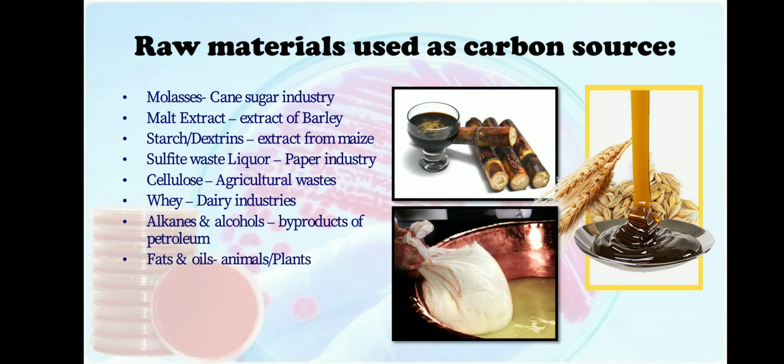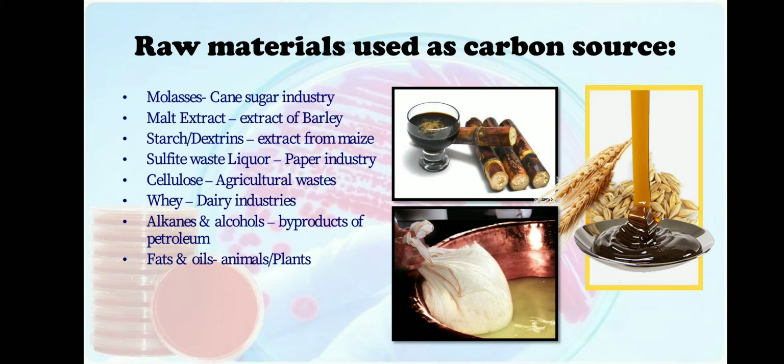Apart from this, we have starch and dextrins, which are extracts from the maize, which can be used as a carbon source. And there is something called a sulfite waste liquor, which is a byproduct of paper and pulping industries. Then we have cellulose, which are products from agricultural, forestry, domestic and industrial process. From there we get this cellulose. Usually it is an agricultural waste, especially lignocellulosic waste, wherein hay that we grow for agricultural process contains a lot of cellulose in it. They are lignocellulosic material, so that can be used as a carbon source.